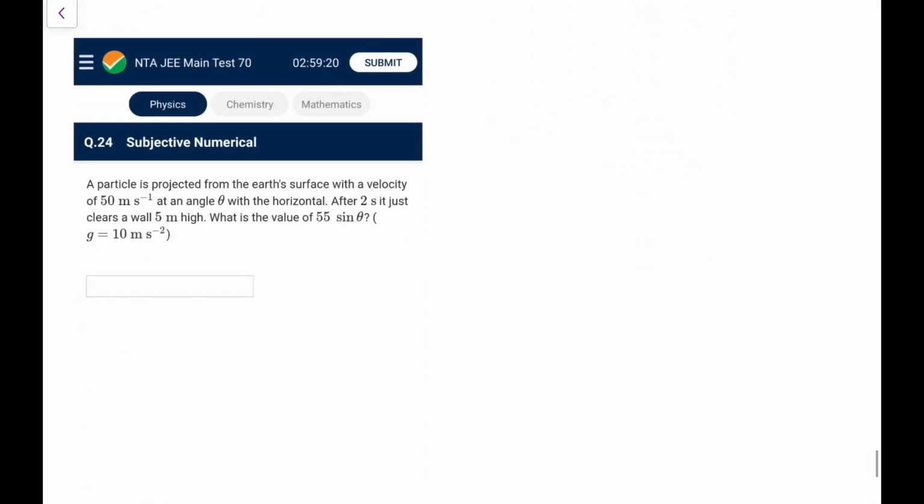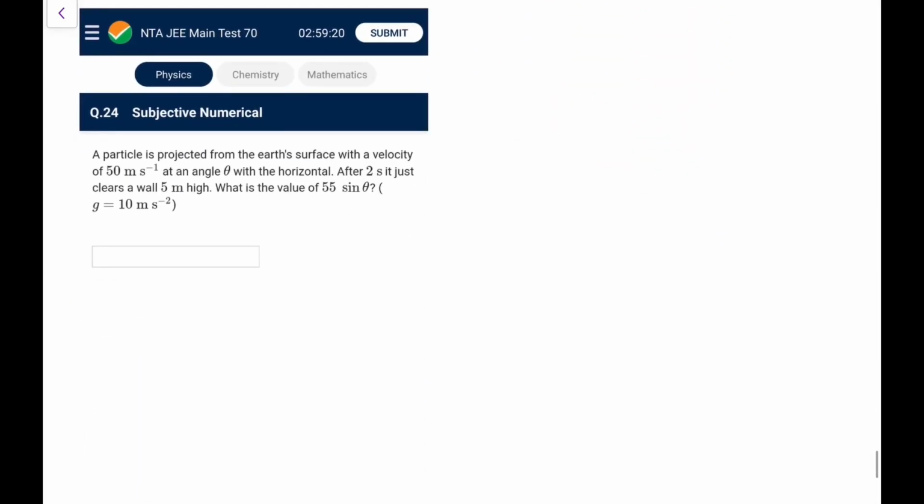Next one. A particle is projected from the Earth's surface with a velocity of 50 meter per second at angle theta with the horizontal, and after 2 seconds it just clears a wall of 5 meter high. What is the value of 55 sine theta? So it just clears a wall of height 5 meter after 2 seconds. That means h is equal to 5, which equals uy t minus half g t square at t equal to 2 seconds. So 5 is uy, which is 50 sine theta, times t which is 2, minus 5 into 2 square. So you get that value.